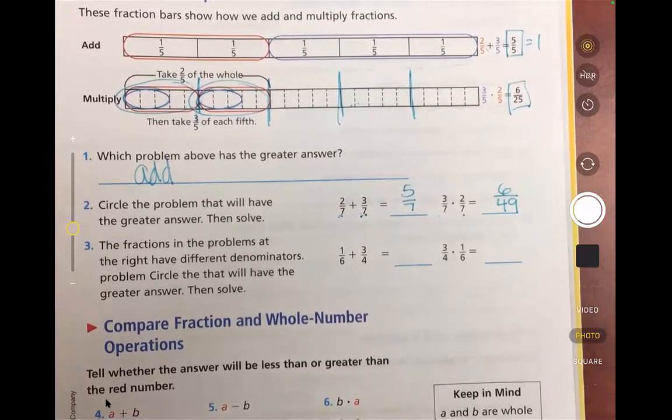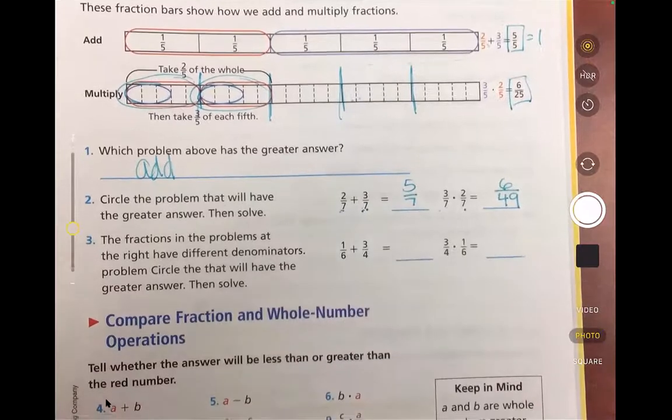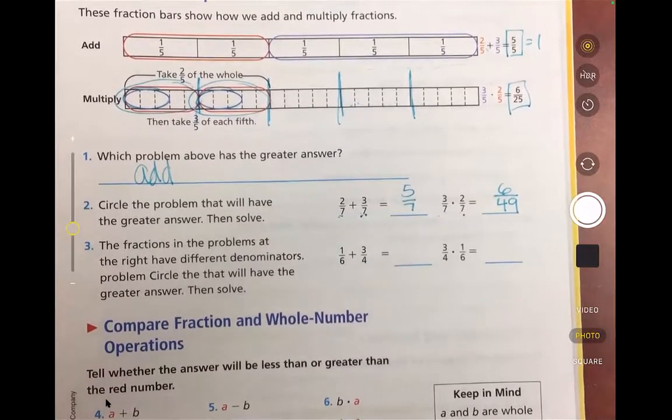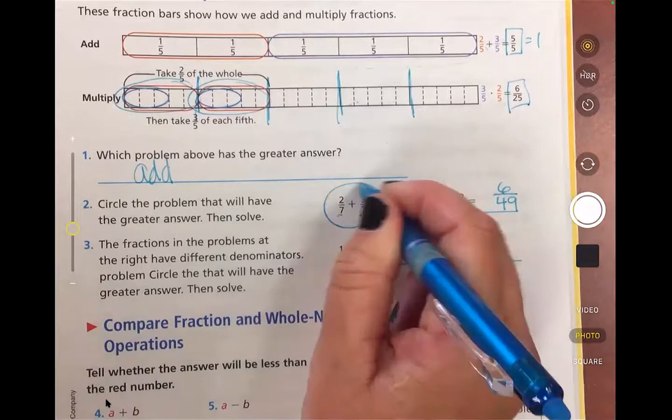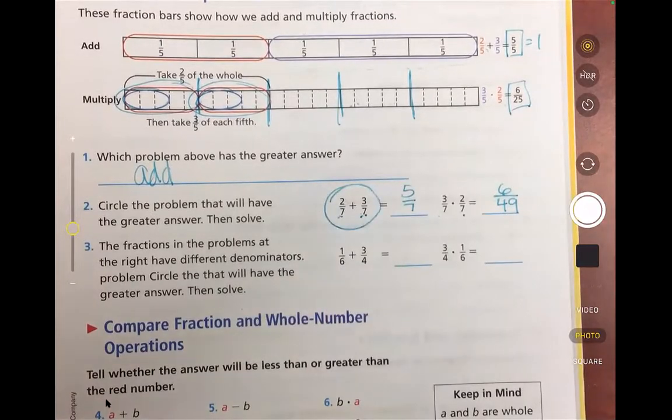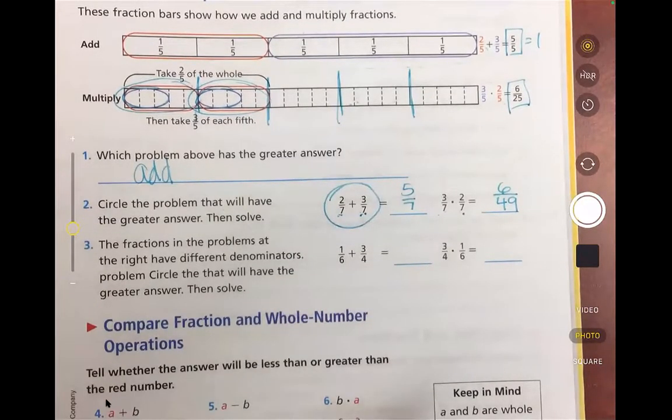Now, which one gives us the larger answer, adding or multiplying? Adding. Definitely adding gave us a larger answer. Okay, let's look at the next one.